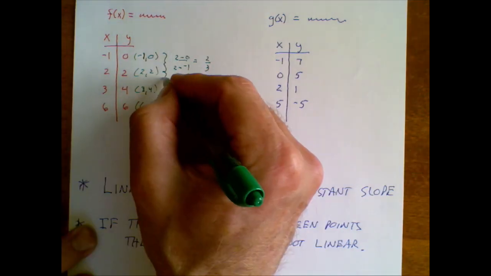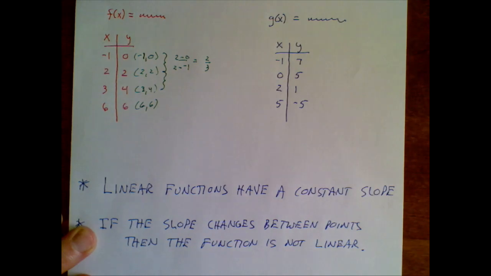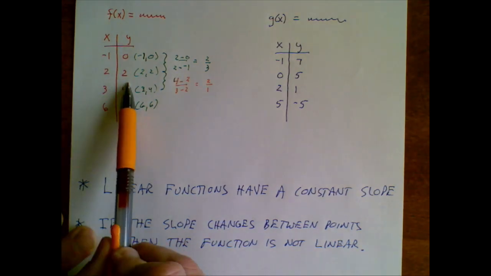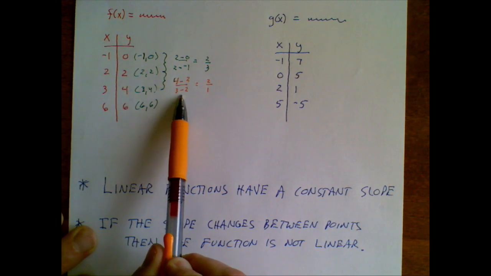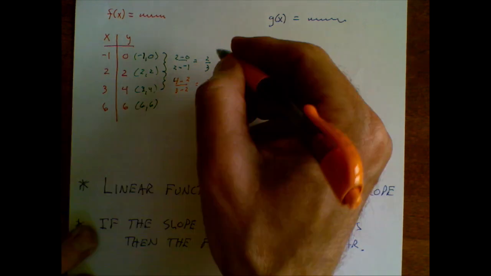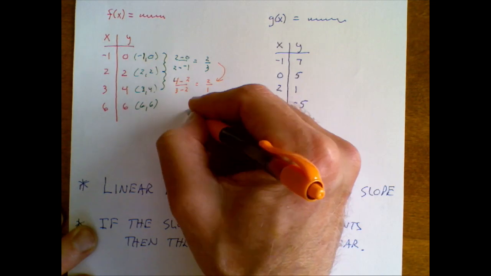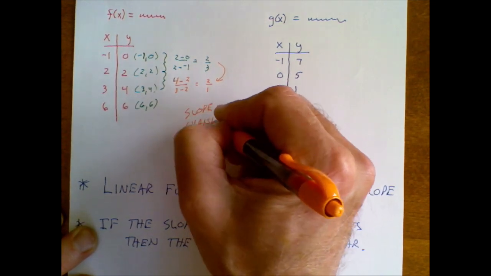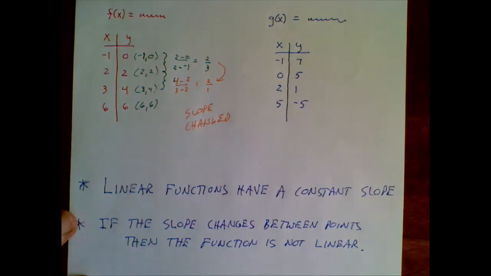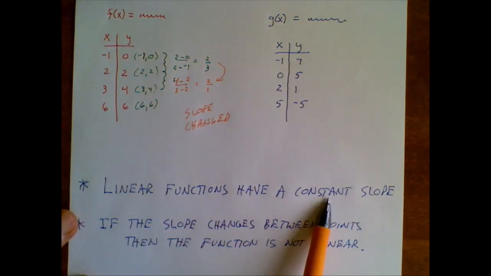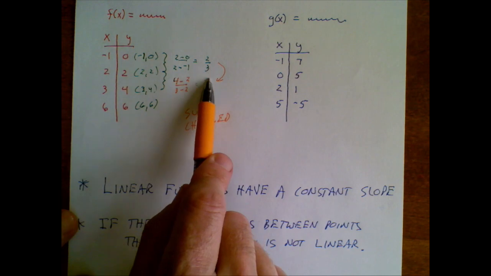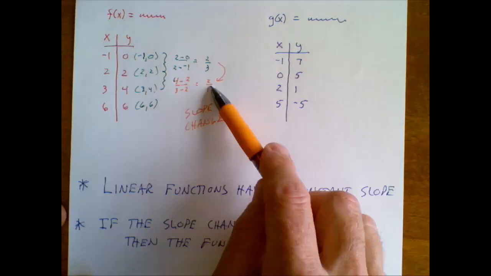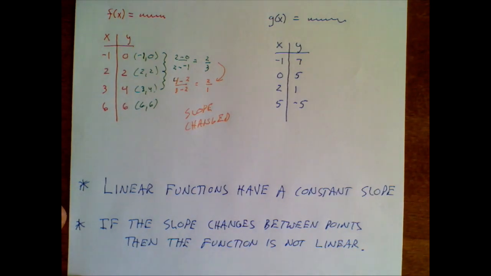Now I'm going to try the slope between the next 2 points. When I did the slope between these next 2 points, I did my y minus y over x minus x, I got a 2/1, and what I see here is the slope has changed. If the slope has changed, that means we have a nonlinear function, because linear functions have a constant slope. I would always get 2/3, 2/3, 2/3, 2/3. If the slope changes between the points, and it just changed right there, we have a nonlinear function.